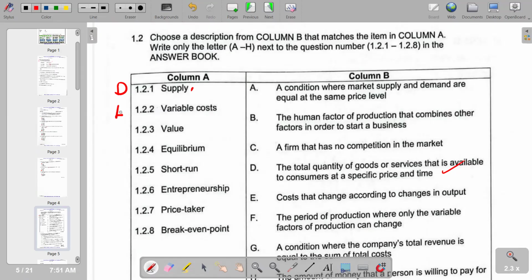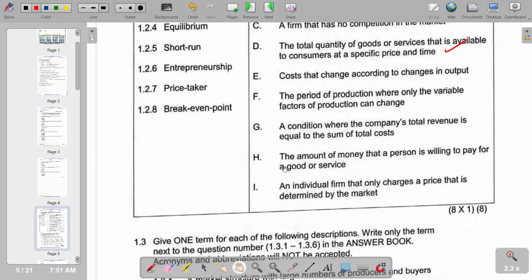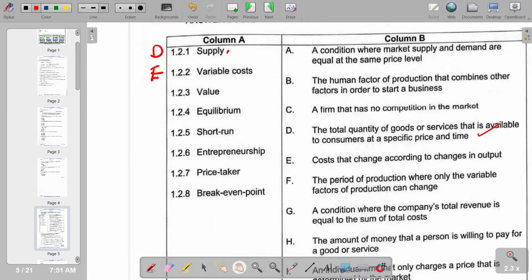Then value. We gauge again which explanation matches value in the other column. Remember, our responses are going down. If you go to H, the amount of money that a person is willing to pay for a good or service is the value of that good. So we have H as the correct response.